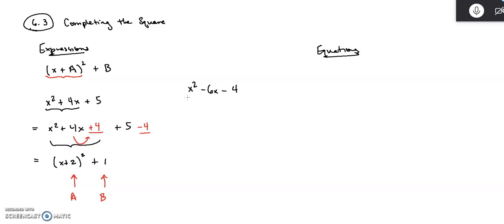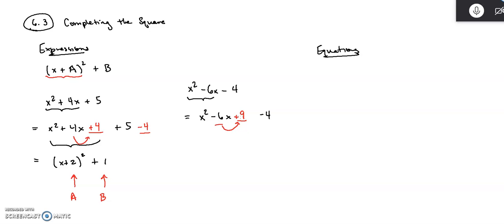Alright, so we want to get this into the form of something squared. So I'm going to rewrite this with a little bit of space here, because I've got to work with this. And again, I'm going to take the middle number, divide by 2 and square it. So divide by 2 is negative 3. Squared is positive 9. When you square it, it's always going to come out positive.